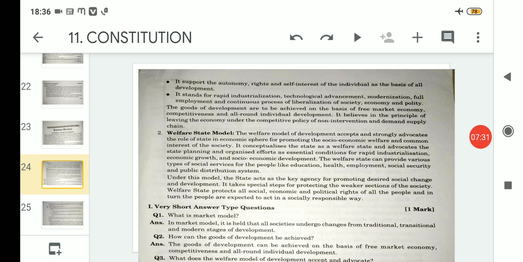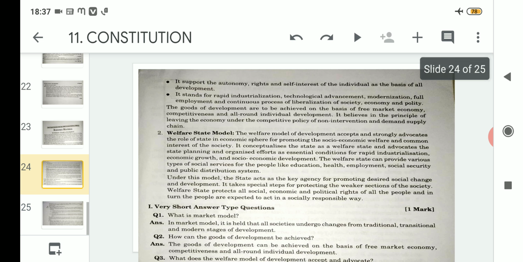Now going on to discuss the next model, that is welfare state model. So the welfare model of development accepts and strongly advocates the role of state in economic sphere for promoting the socio-economic welfare and common interest of the society. It conceptualizes the state as a welfare state and advocates the state planning and organized efforts as essential conditions for rapid industrialization, economic growth and socio-economic development. The welfare state can provide various types of social services for the people like education, health, employment, social security and public distribution system.